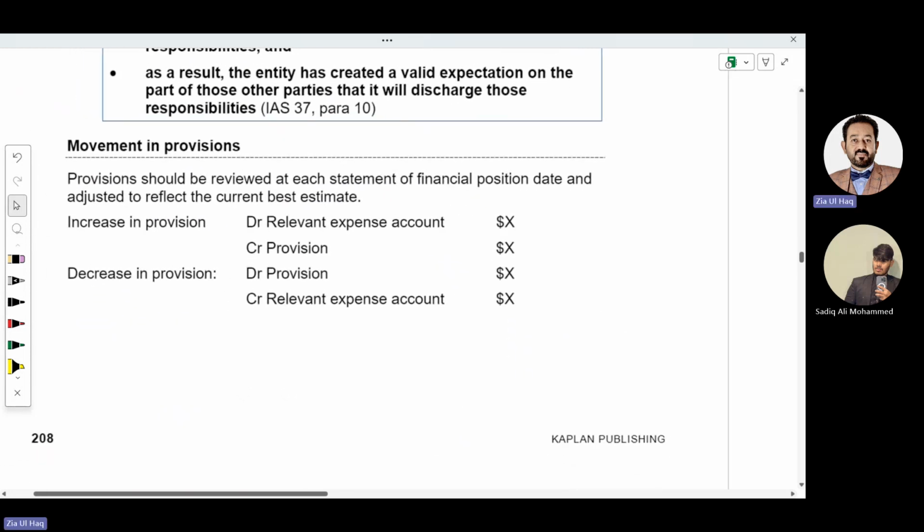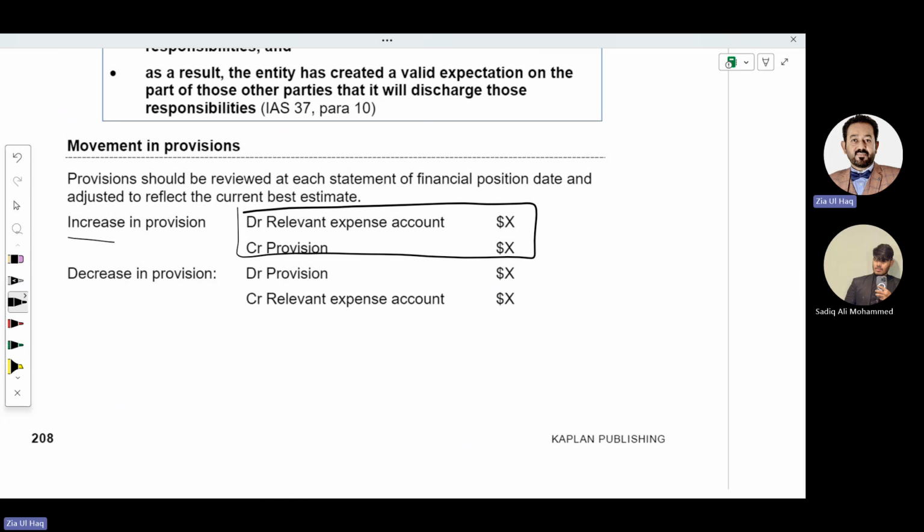So what is the accounting entry for provision? Expense debit, provision credit, in case of increase of provision. There are very rare chances of a decrease in provision. In that case, we need to reverse the entry.